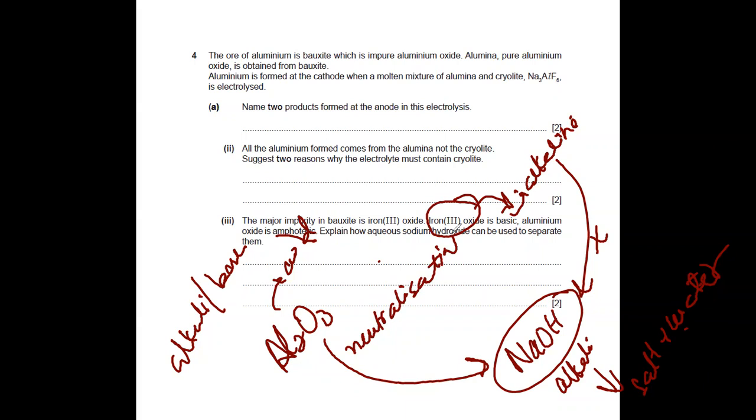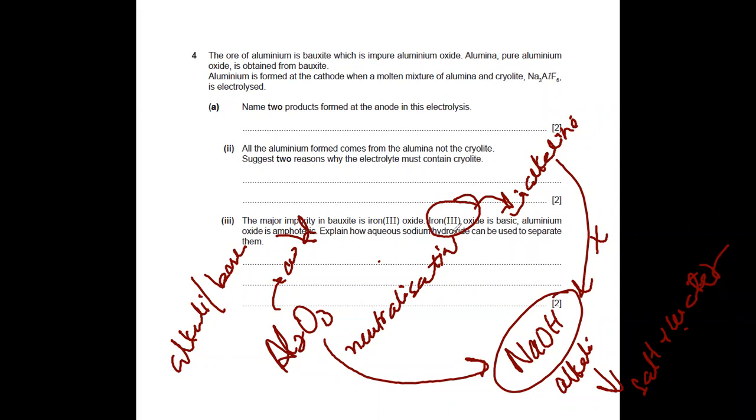The aluminium oxide, on the other hand, can act as both an acid or an alkali. That's why we're saying it's amphoteric. So it can react with the sodium hydroxide. It will make salt and water, or it's going to get neutralized. You can say that the aluminium oxide will react with the alkali and it will be neutralized. So the aluminium oxide will react with the sodium hydroxide and it will turn into a solution.